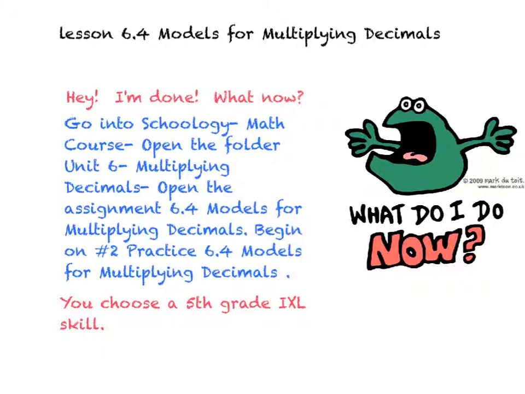Now that you're done with the video, what you're going to do is you're going to go into Schoology, you're going to open up the math course, and you're going to open the folder called Unit 6 Multiplying Decimals. I then want you to open the assignment called 6 4/10 Models for Multiplying Decimals, and then begin working on number 2. It says practice 6 4/10 Models for Multiplying Decimals. You will open that up in Notability and complete that and submit it right back to that Dropbox when done. When you are all done with your activity sheet, you may go on to IXL and you will jump onto a 5th grade skill of your liking. All right, good luck.